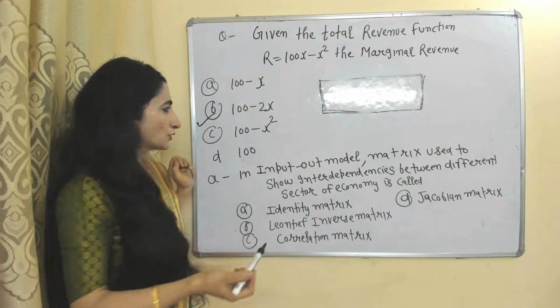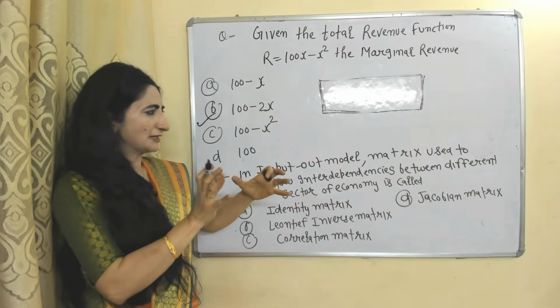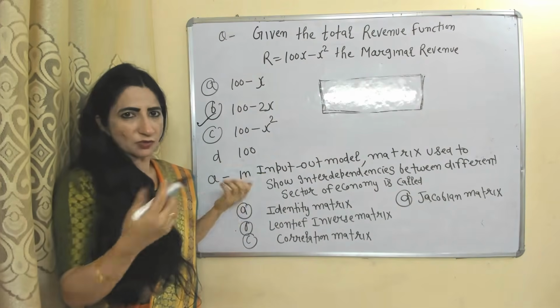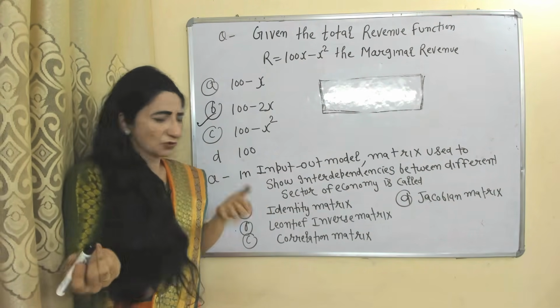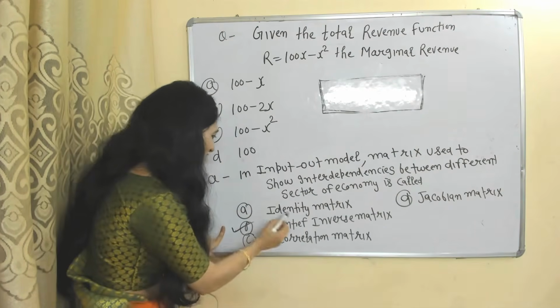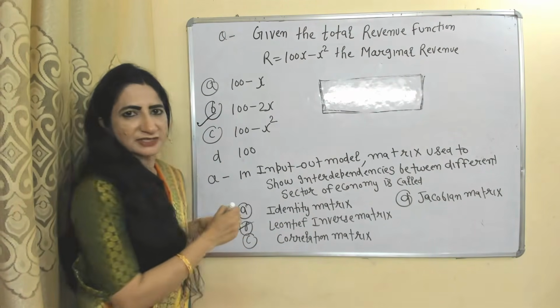In the input-output model, the matrix used to show interdependency between different sectors of the economy is called, as we already discussed, the input-output model given by Wassily Leontief. That's why our right answer is B, Leontief inverse matrix.